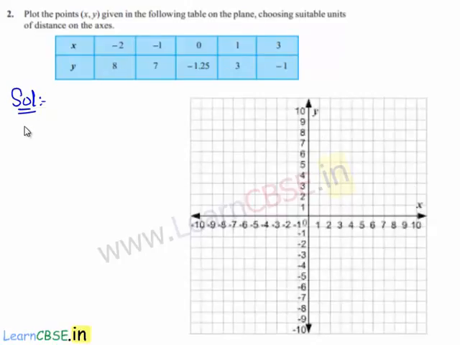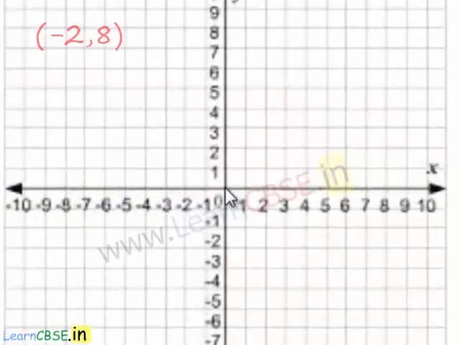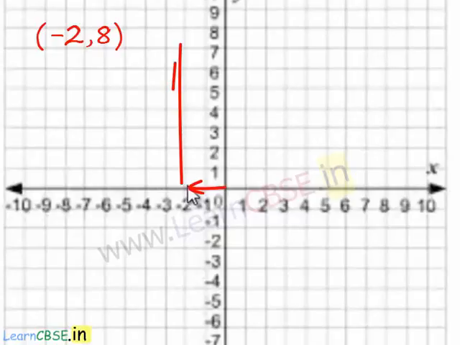Let us take the first point, (-2, 8). Let it be A. We have to locate this point on the xy plane. So starting from the origin, since the x coordinate is given as -2, we move 2 units along the negative direction of the x-axis, and further from here, since the y coordinate is given as plus 8, we move 8 units along the positive direction of the y-axis. So the point (-2, 8) lies here.